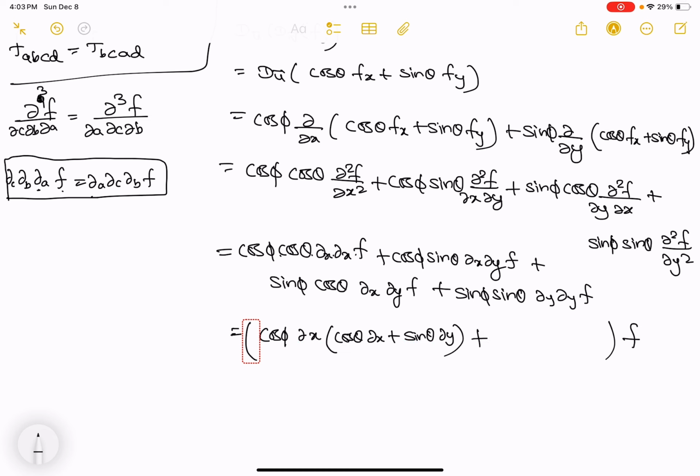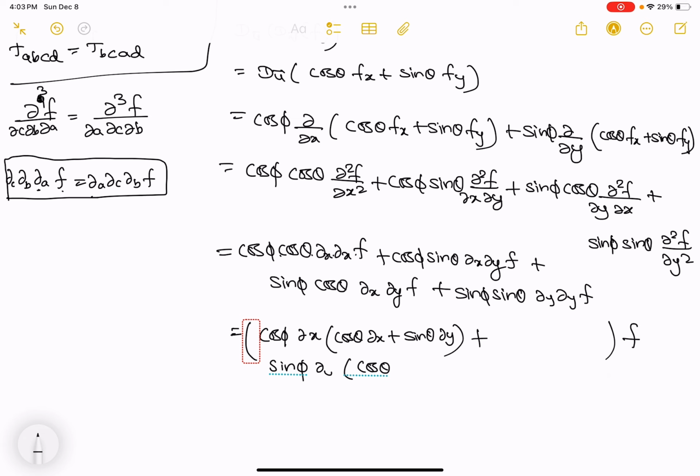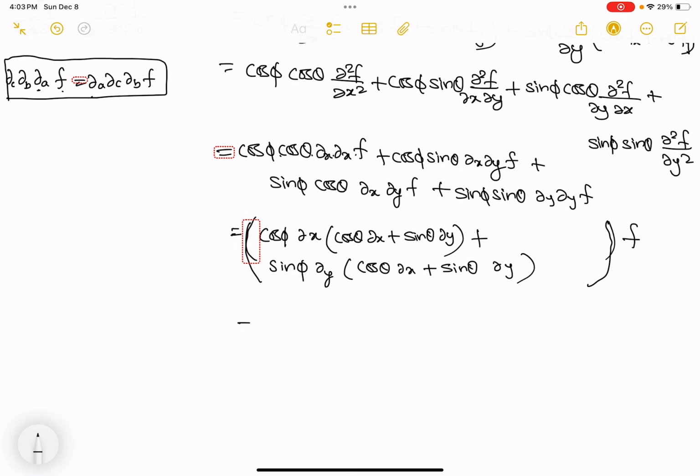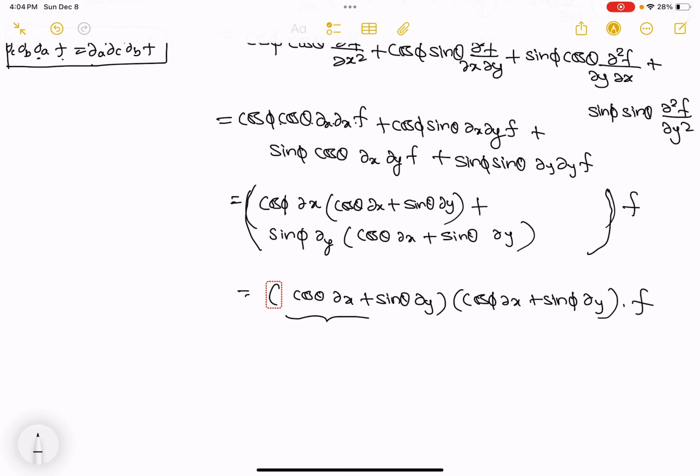Again, from the second expression, if I take sin phi partial y common, I get cos theta partial x plus sin theta partial y, right? You cannot take partial x common there. And there's this f multiplying all of them, right? Now again from here, if I take cos theta partial x plus sin theta partial y common, the remaining thing will be cos phi partial x plus sin phi partial y, and there's this f that's multiplying all of them, right? Okay, now if I write in this notation, notice that there's this new formula, obviously, but more than this formula, these are familiar to us.